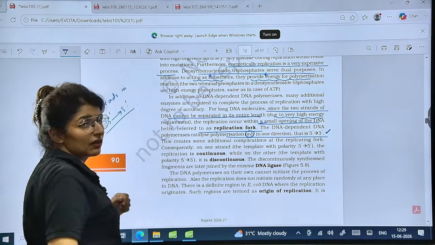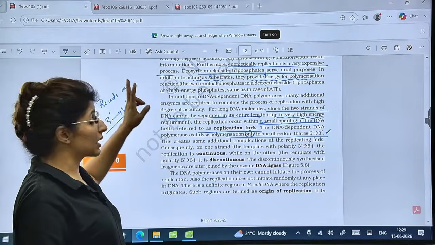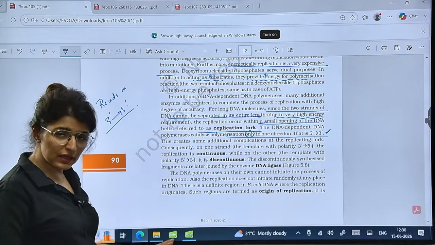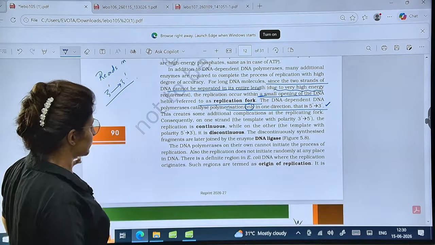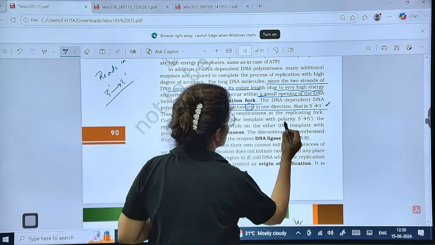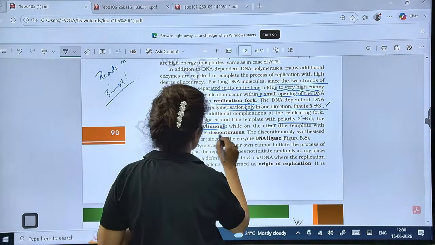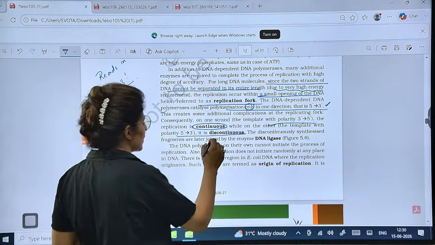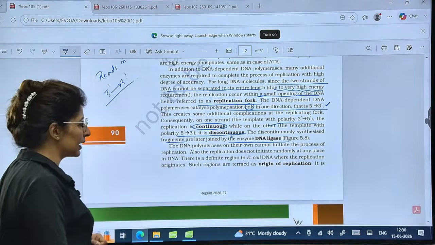This is the rule. Whether it is DNA polymerase or RNA polymerase, it will always read in 3 to 5 and always polymerize in 5 to 3. Is that clear? So, here the word is only or always. Now, both the strands will act as template strands. So, the polarity 3 to 5 will be a continuous strand, and the other strand with polarity 5 to 3 is a discontinuous strand. And in the discontinuous strand, fragments are formed which are combined by the enzyme DNA ligase.